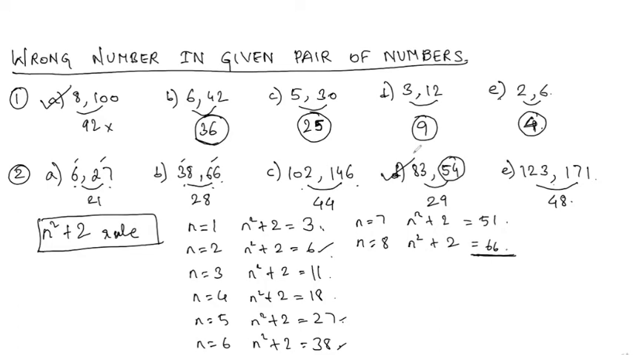To save time, you don't have to check until 171. If you keep on checking, you will lose a lot of time. So check only until the minimum number possible. Until 66 you checked. Now it is very clear 54 is not in the pattern. So obviously option D will be the wrong pair in the given number series. Did you understand this question?